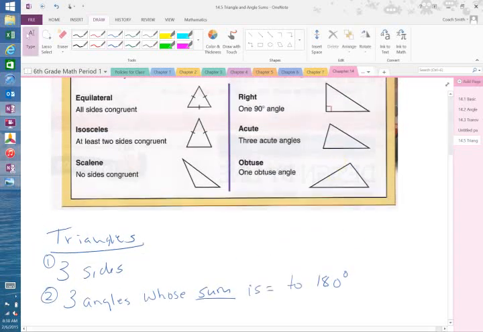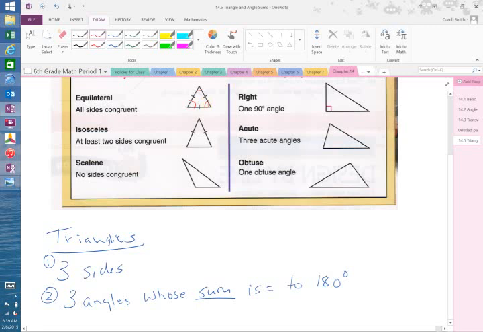So if I looked at each one of these triangles up here, 1, 2, 3, each one of those angles would have to be equal when I add it up to 180 degrees. Now, in an equilateral triangle, it says all the sides are congruent. Well, if all the sides are congruent, then all the angles have to be congruent. And the way they'll show that is they'll take and draw one little line like that around those angles.